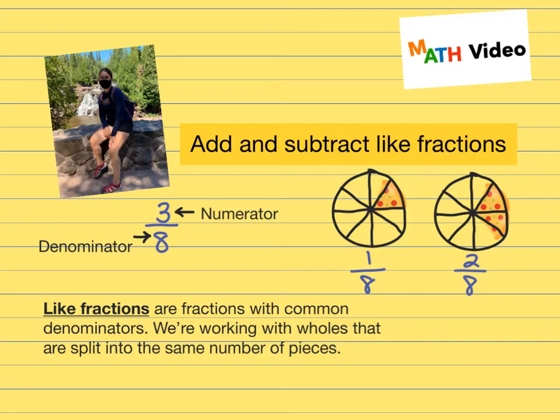Then, if we were solving a problem like, how much pizza did both people eat all together? We would add our fractions because we are joining those pieces to find the total. And we would add 1 piece plus 2 pieces and say that all together they have eaten 3 pieces of the same whole, which is 8.